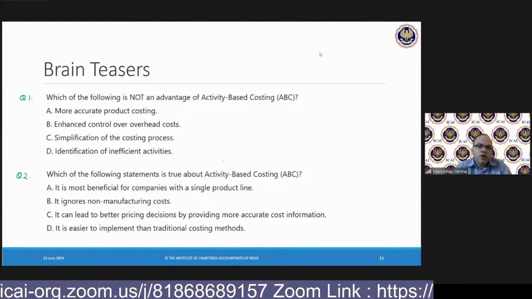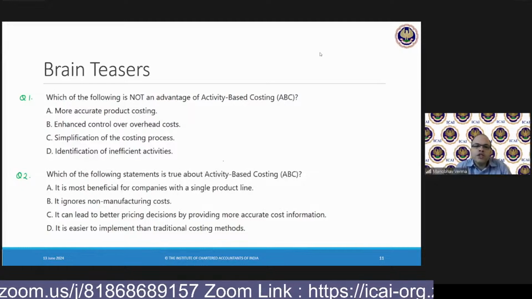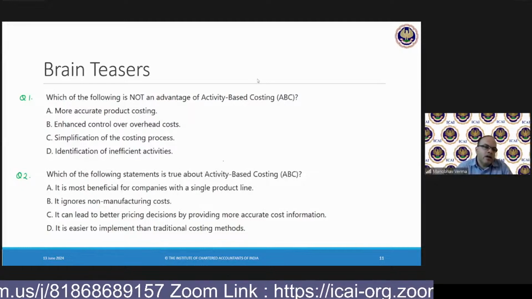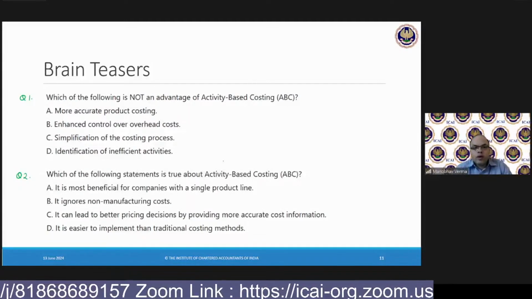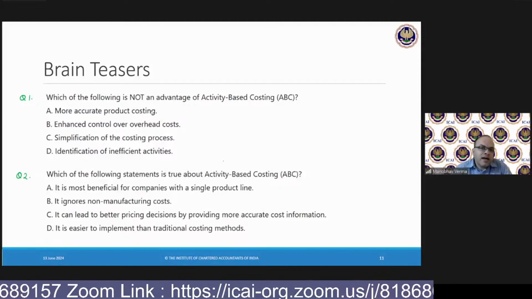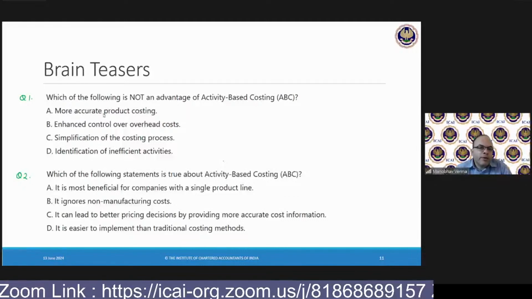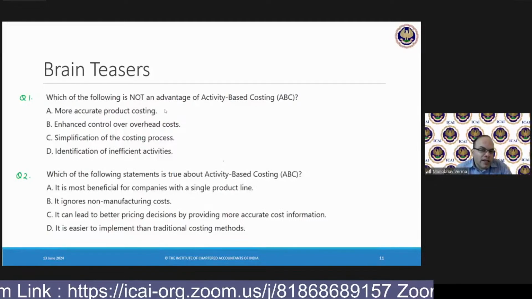Okay, some responses coming on the query panel here also. I think everyone is telling me question number 1 should be C. Let's see that. Which of the following is not an advantage? I think elimination works out good in some MCQs, but we will see a little bit of a drawback of ABC in a while as well. So more accurate product costing is actually an advantage. So this cannot be the answer here.